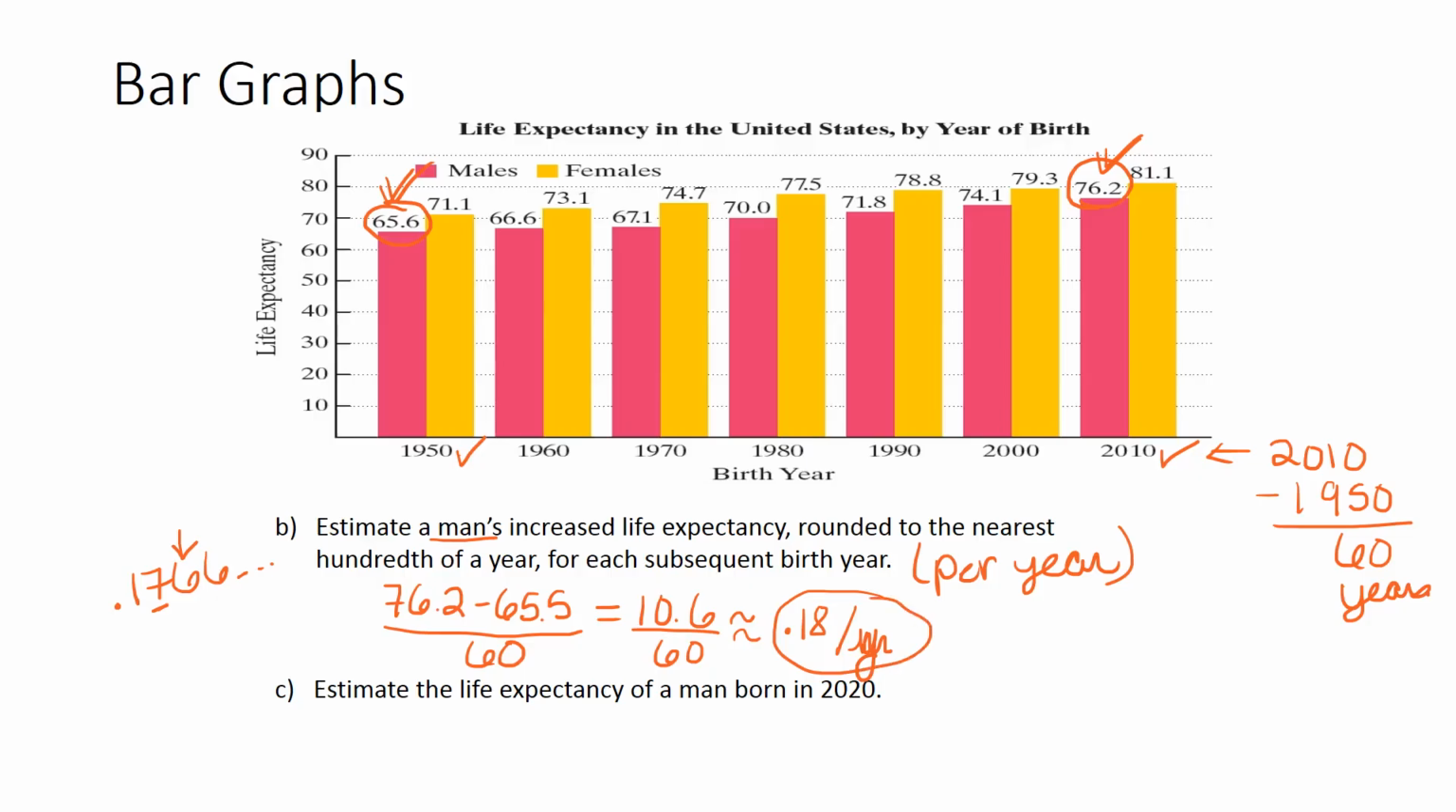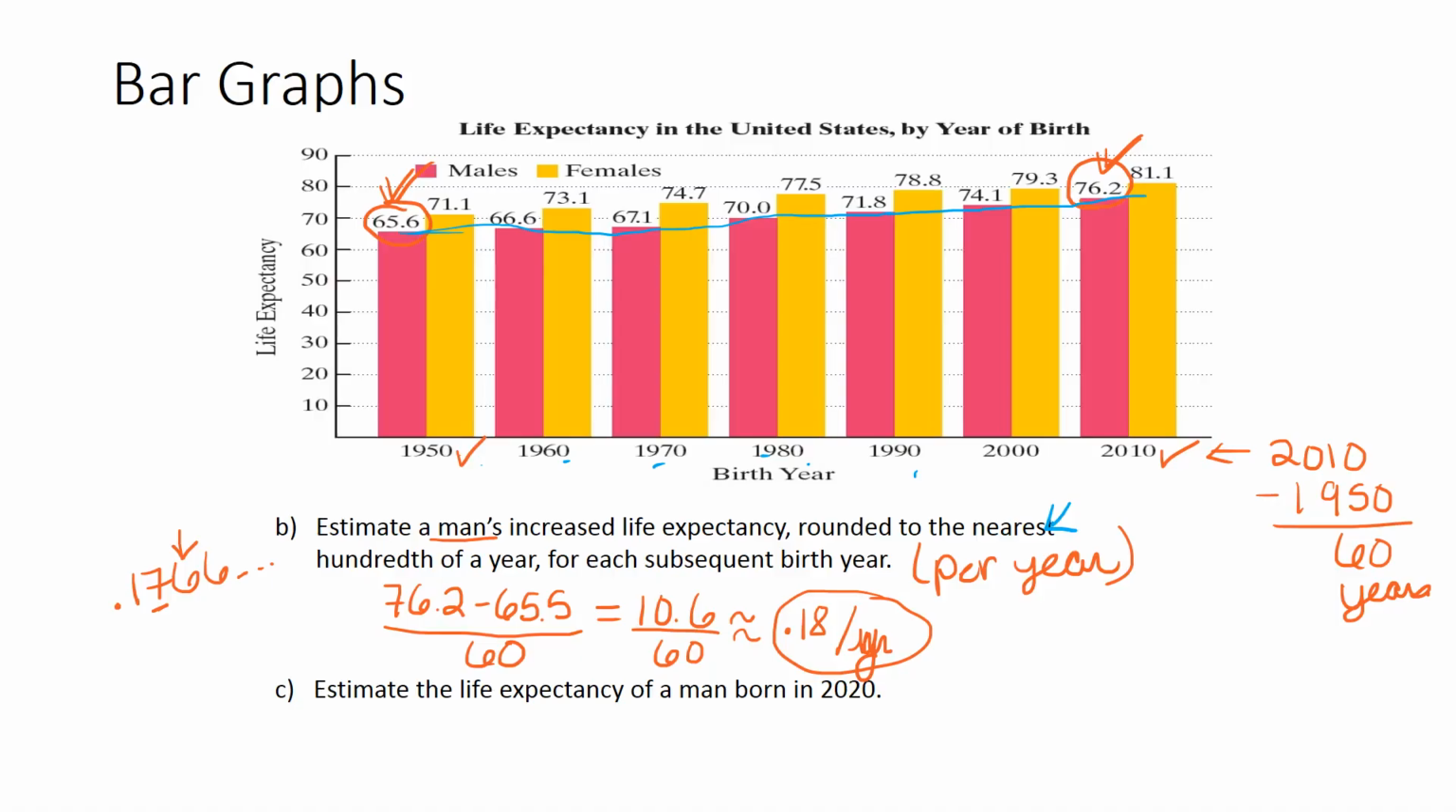So we expect the life expectancy for males to increase 0.17 years every year. Estimate the life expectancy of a man born in 2020. If you kind of look at this, because these are going up every 10 years, it looks like it's pretty much linear, like increasing by the same amount per year. And that's why we did this, right? It looks like a straight line. I should have mentioned that before for part B.